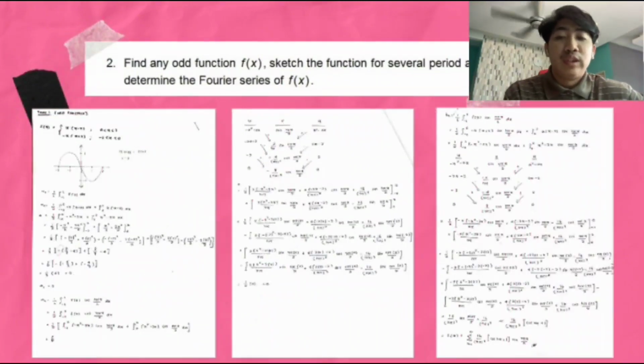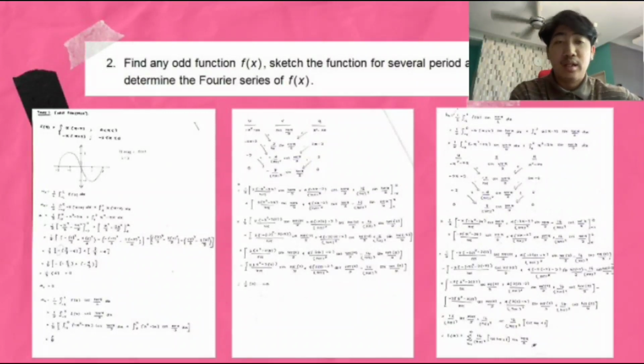So for the odd function, the function is f(x) = x minus 2 if x is more than 0 and less than 2, and the function negative x plus 2 if x is more than negative 2 and less than 0. So this is the graph for the odd function. So a0 is 1 over l, integral from negative l to l, f(x) dx. So the answer is 0.